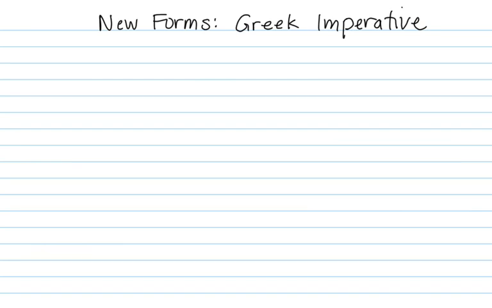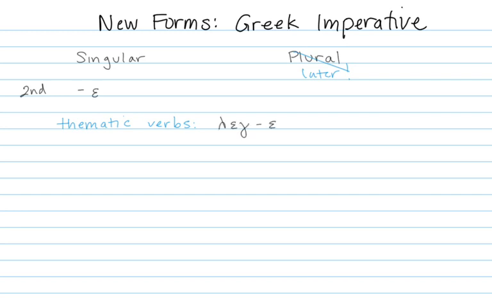Now let's take a moment to look at the imperative form. Imperatives exist in the singular and plural, but we will learn the plural later. By nature, all imperatives are second person because you're directly addressing the person you're giving a command to. In Greek, the ending for singular imperatives is epsilon. For thematic verbs, you take the stem leg, you add the epsilon, and you get simply lege. We'll talk later about how to place accents on verbs.